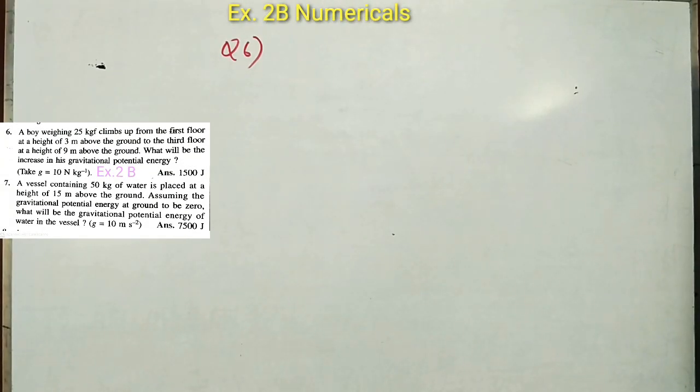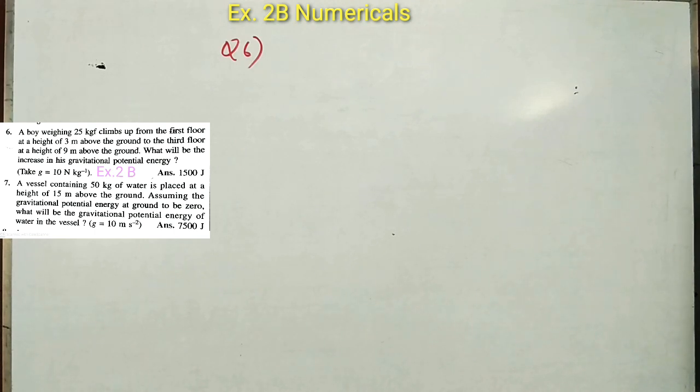Today we are going to solve a couple of numericals from exercise 2B of your Concise Physics textbook, grade 10. Watch the video till the end so that you may have a better understanding and insights of the topic discussed over here. Let us go to question number 6. Let us read the question and understand what is given there.